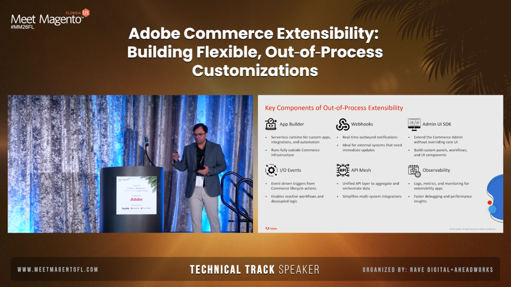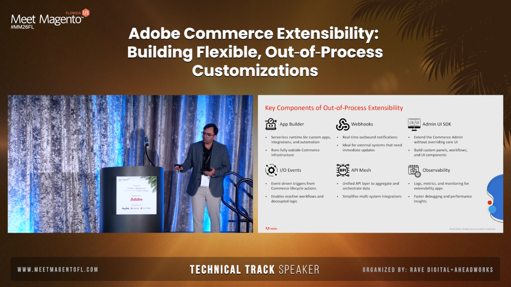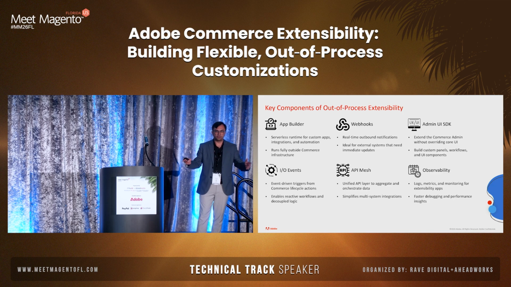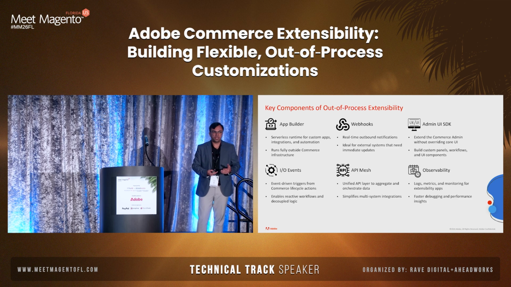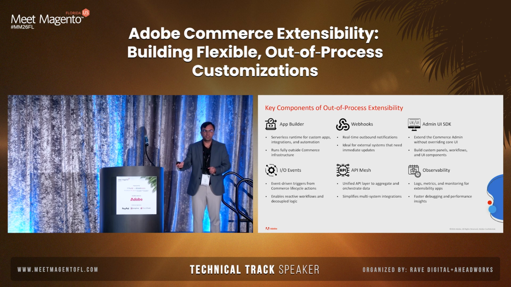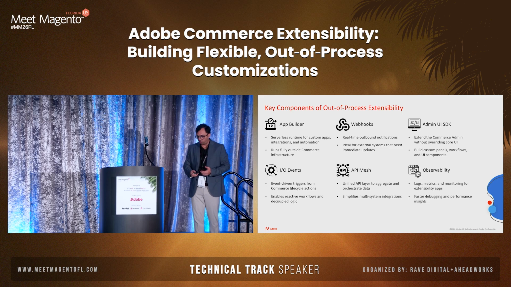Admin SDK, as I mentioned, provides extensibility in the backend, and observability. That is very key when things run out of process, right? Then we probably need to know what's happening on the server. So when events are getting fired, or a webhook gets fired and receives the response, we need to know what triggers an event, what data we are sending and what data we are receiving. So observability basically tracks that information within Commerce.